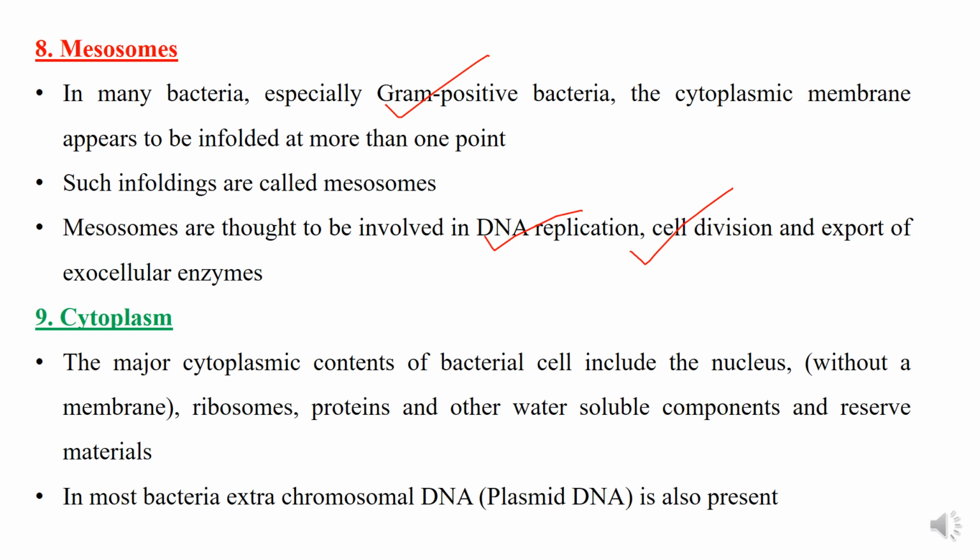Coming to the inside, the gel-like matrix that we observe inside the cytoplasmic membrane is known as the cytoplasm. This cytoplasm consists of various components like the nucleus, which is present without any nuclear membrane, and ribosomes, proteins, other water-soluble components, and some reserve materials. Along with this, some extrachromosomal DNA, known as plasmid DNA, is also present in the bacteria. This plasmid DNA is responsible for imparting antibiotic resistance to the bacterial cell.